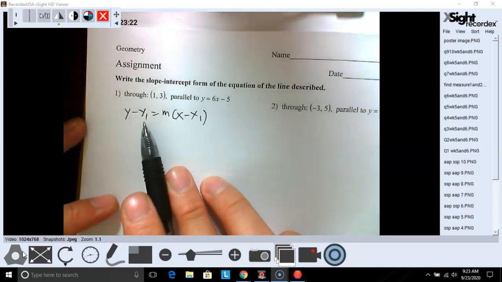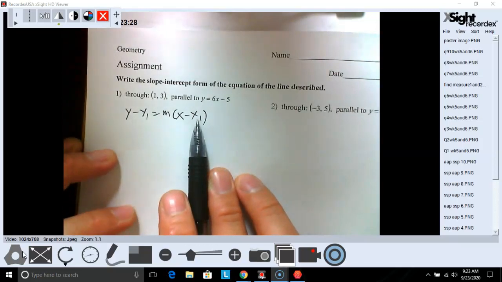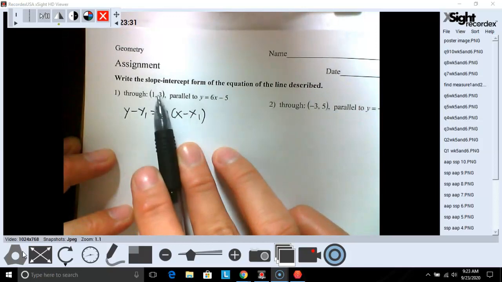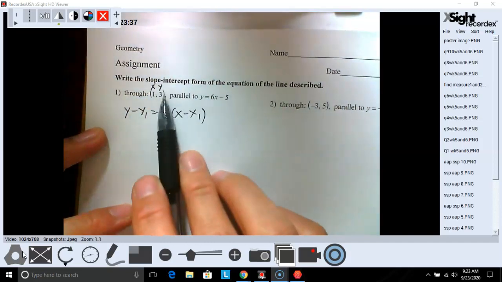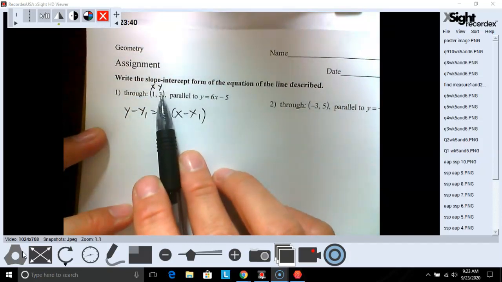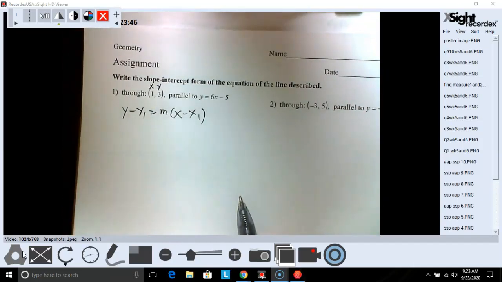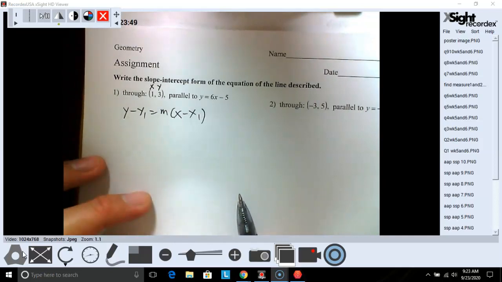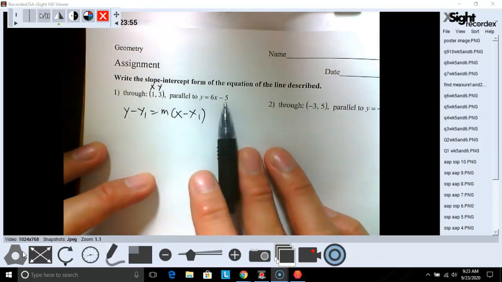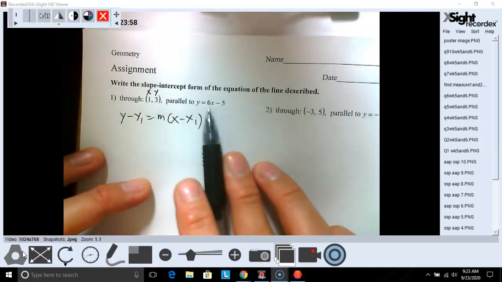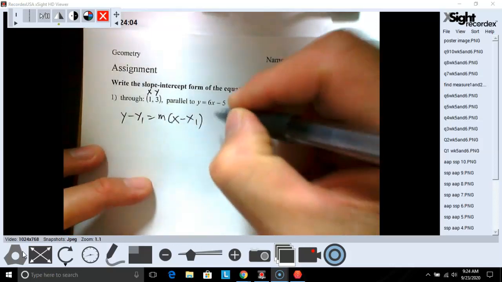Your y sub 1 and your x sub 1 will come from the point given. So this will be your x and this will be your y. Your x sub 1 and your y sub 1 will come from this one. Another thing you should remember is to know the slope of the given line. In this case, this is already in the form of y equals mx plus b, the slope-intercept form.